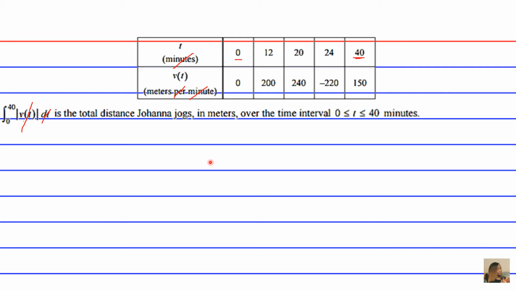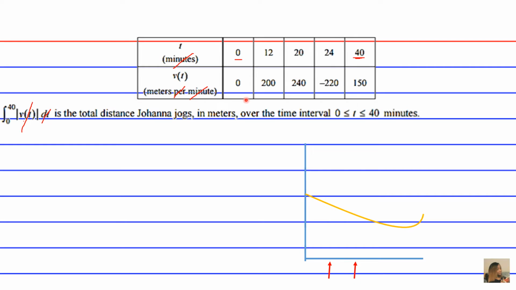Now, in order to calculate the integral, or the distance that Johanna jogs, we're not given a function that we can just put into our calculator and integrate over this interval. So a technique that we can use is taking the right Riemann sum, and I'll just briefly explain what I mean by that. Let's say this is the first quadrant of a Cartesian coordinate plane, and this is what our function v of t looks like. It's not actually what it looks like, but just for explanatory purposes, stick with me on this one.